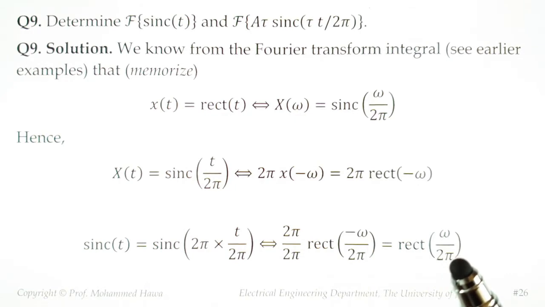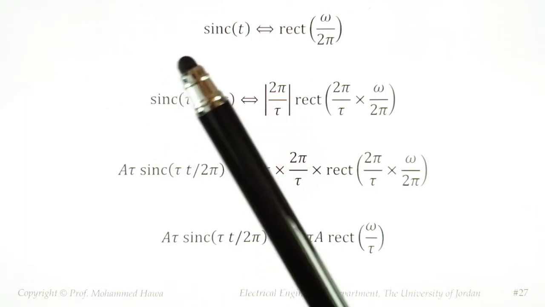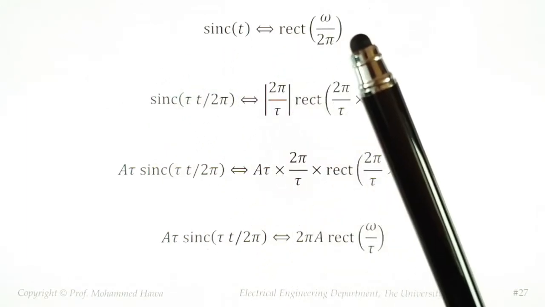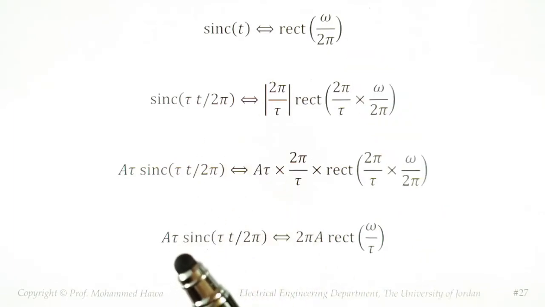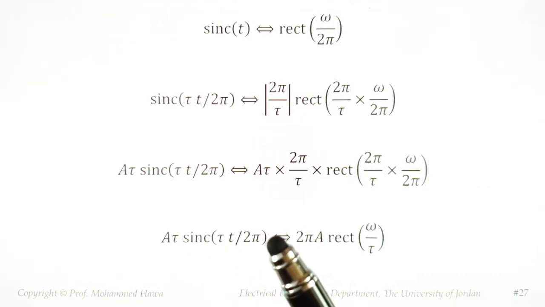I proved using Fourier transform properties that the Fourier transform of sinc of t is rect of omega over 2 pi. I'll say it again. The Fourier transform of sinc of t in the time domain is rect of omega over 2 pi in the frequency domain. What if you want the Fourier transform of a tau sinc tau t over 2 pi? That's very easy. Just employ the proper Fourier transform properties.